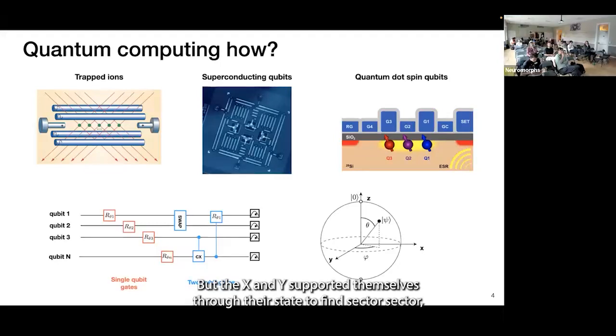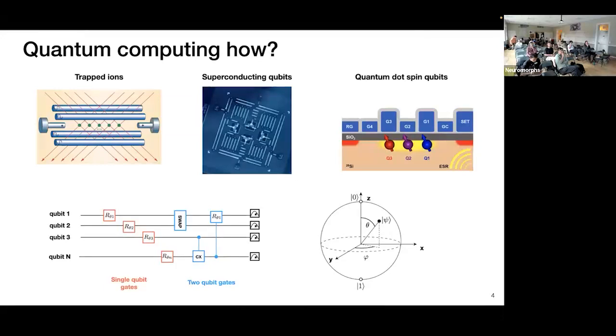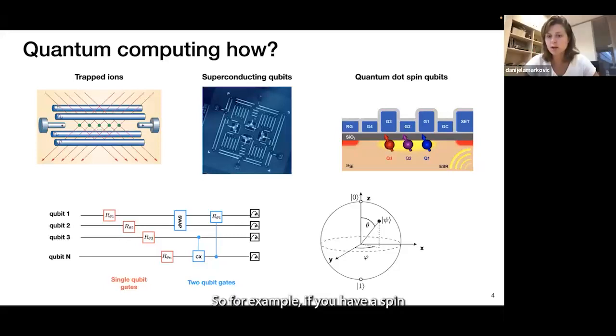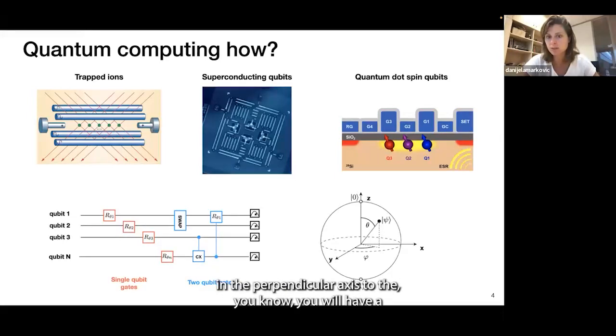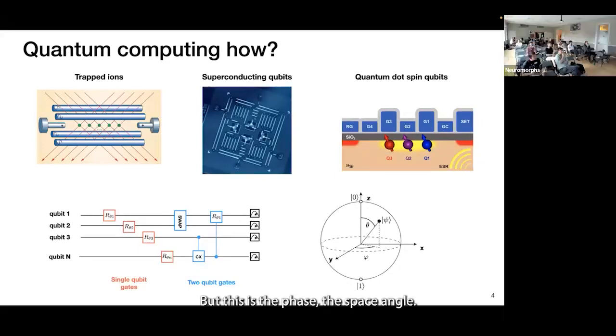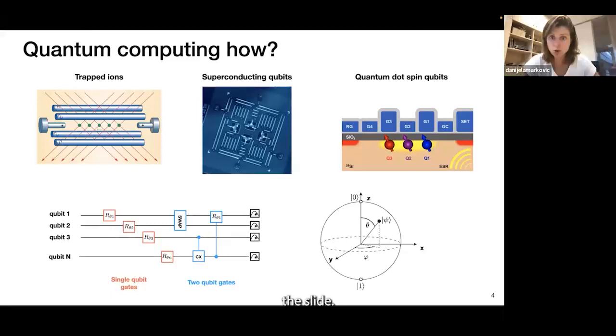But the X and Y components themselves, do they signify anything here? Whether it's left or right or front or rear? So, for example, if you have a spin, and then you apply a magnetic field in the perpendicular axis, it will really be the three axes physically. But is this phase angle actually used for computational purposes, or is it just one additional degree of freedom that you don't really care about? So it absolutely matters. The interference between the two qubits will be completely different depending on their phase. So phase is an argument which you can use for computing. You can encode information in it.